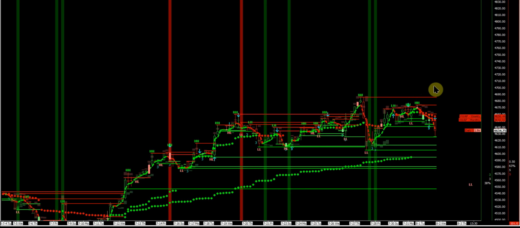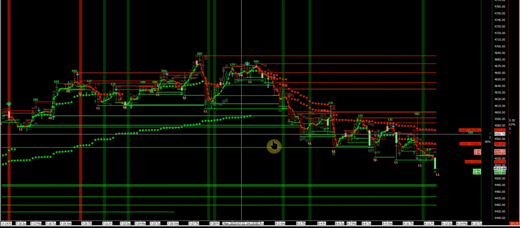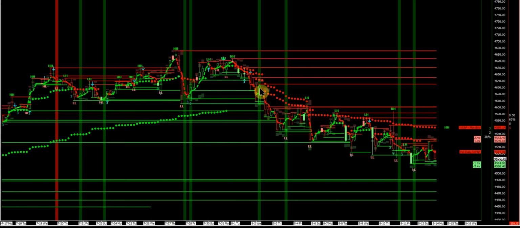There's the monthly VWAP. You've got these levels up ahead. You've got the red not getting violated and the green getting violated. What are we going to do? We're going to go down, and that's what we did. And you can follow these levels down.